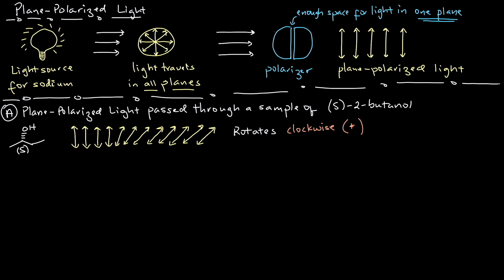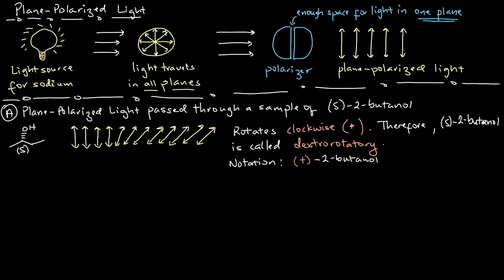And this, we could have only determined from experiment. There was nothing about the structure of S-2-butanol that would make us predict this particular experimental observation. However, because it rotates plane-polarized light clockwise, we call S-2-butanol dextrorotatory. So dextrorotatory will be a compound that when you place that compound under plane-polarized light, it would rotate that plane-polarized light clockwise.